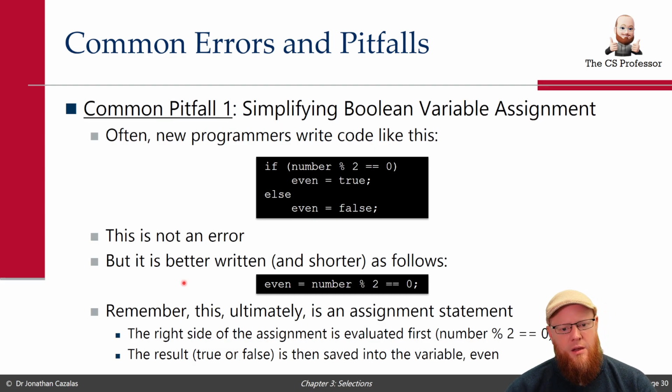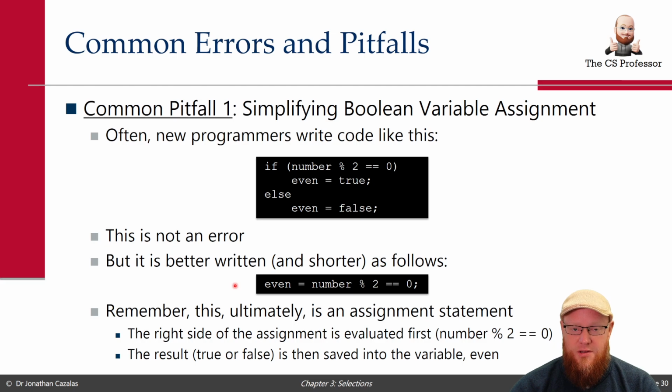All right. Another pitfall, those are the errors. This is the first pitfall. We have a couple of pitfalls here. New programmers will often write code like this, and there's nothing wrong with that code. It's not an error. This says, if number mod 2 is 0, let's set this Boolean literal true into the variable even. Else, if it's false, let's set the value false into even, because maybe we don't want to print true or false for this particular example. Maybe we wanted to save it into this variable even to use later in the program. Nothing wrong with that code, but it's better and shorter to write it as you see in this example.